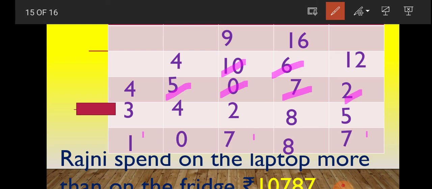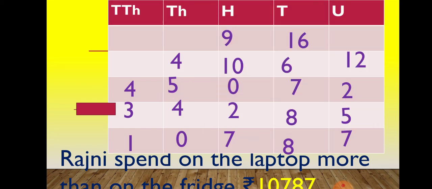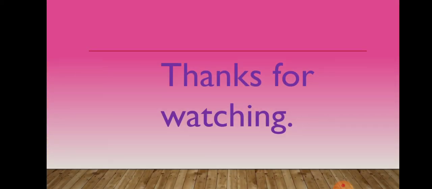When you subtract 34,285 from 45,072, you have remain 10,787. It means Rajani spent on the laptop more than the fridge rupees 10,787. How many rupees? 10,787 rupees. All of you understood? Very good. Thanks for watching.